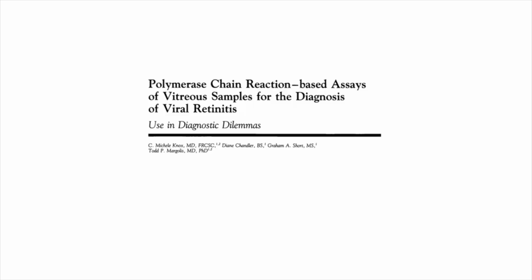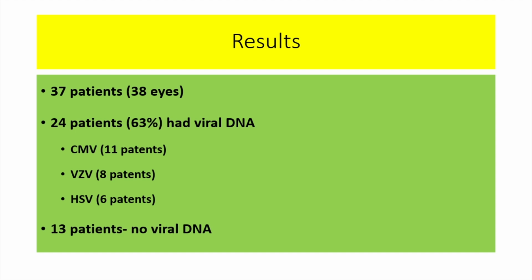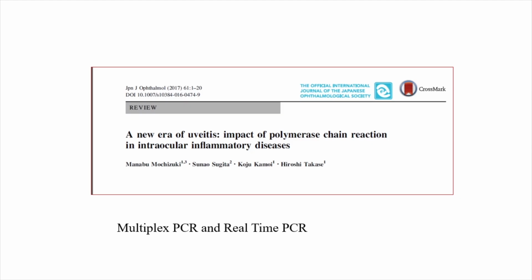Polymerase chain reaction-based assays of the vitreous samples can be used for the diagnosis of viral retinitis. This is a study of 37 patients, 38 eyes. 24 patients, 63%, had viral DNA. CMV, 11 patients. VZV, 8 patients. Herpes simplex virus, 6 patients. 13 patients did not have any viral DNA.